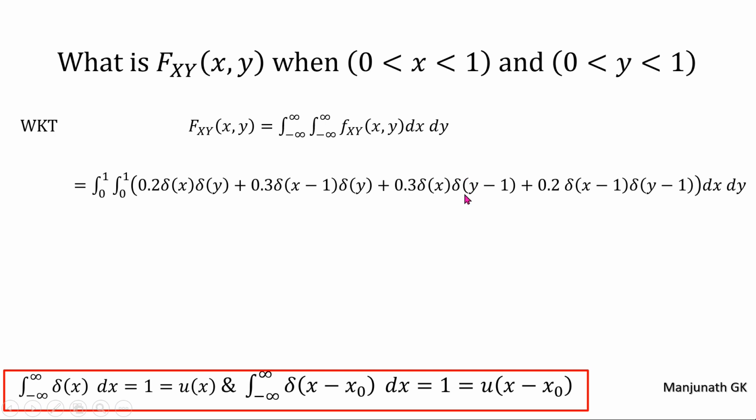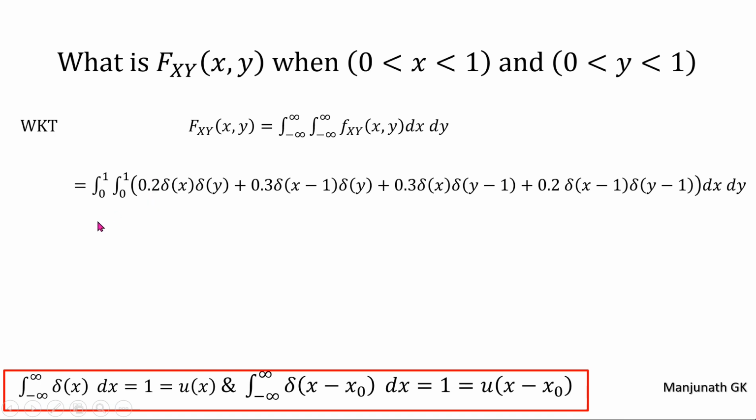Here this term is 0 because it is a shifted signal that exists from 1 and onwards, but y is considered only from 0 to 1, so this term is 0. 0 into anything is 0. The fourth term is also 0 here. Only the first term remains, because it falls in these two ranges: x is varying from 0 to 1, y is varying from 0 to 1. All the other terms will be 0 and this one is not 0.